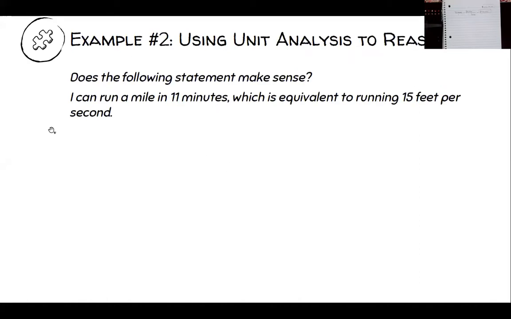The next question asks, does the following situation make sense? It says, I can run a mile in 11 minutes, which is equivalent to running 15 feet per second. So the question is, does this statement make sense? So what you want to do is make a conversion here from either feet per second to miles per minute or vice versa. So on your own, try to work this out. You can even pause the video and then I'll work it out with you.